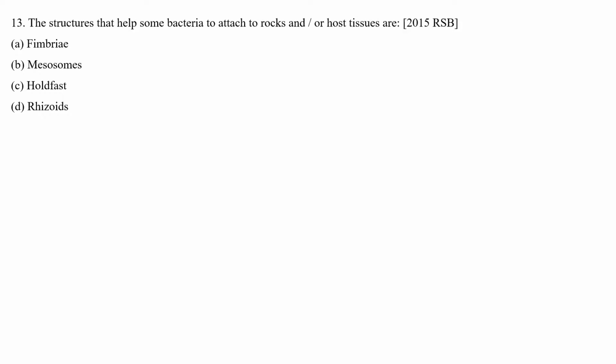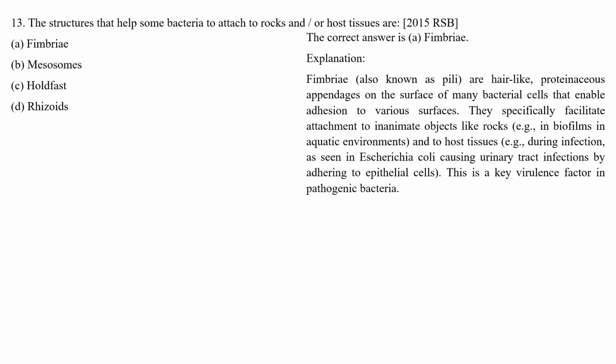So the structure that helps some bacteria to attach to rock or host tissue are fimbriae, just appendages on the surface of many bacterial cells that enable adhesion to various surfaces. They specifically facilitate attachment to inanimate objects like rocks in biofilms in aquatic environments, and to host tissue during infection, as seen in Escherichia coli causing urinary tract infection by adhering to epithelial cells.